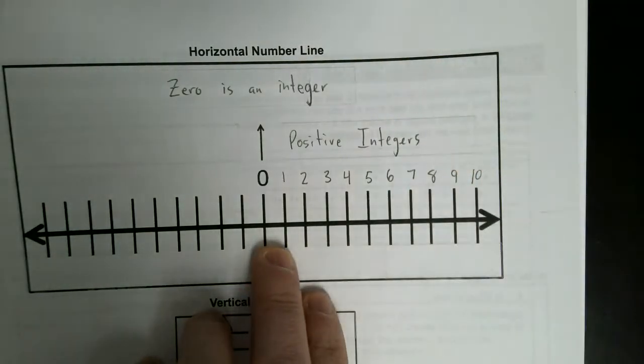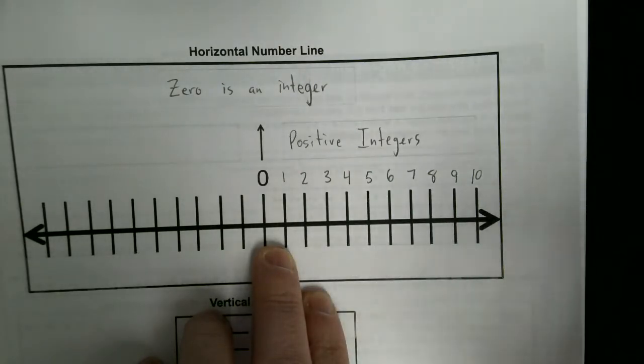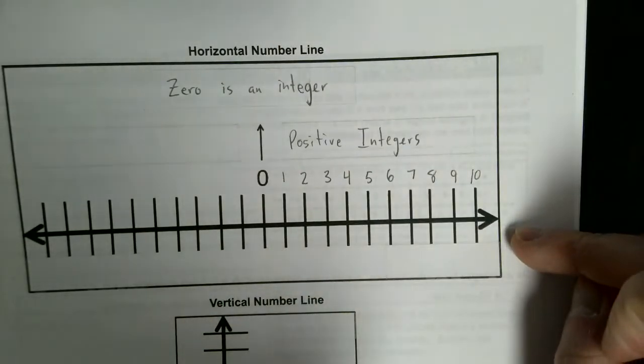Notice, there's no decimals here. There's no fractions, so there's no parts of numbers. These are all the whole numbers, which are the positive integers.